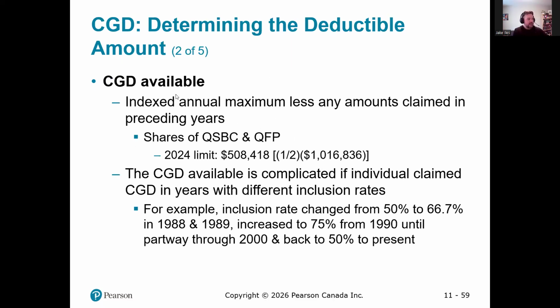So the amount of deduction available is the indexed maximum less any amounts claimed in a preceding year. So for 2024, we have that $1 million. The gains deduction available is complicated if an individual claimed capital gains deductions in years with different inclusion rates. Capital gains have been included in income at 50% since the year 2000. So we're not going to throw much of this at you.